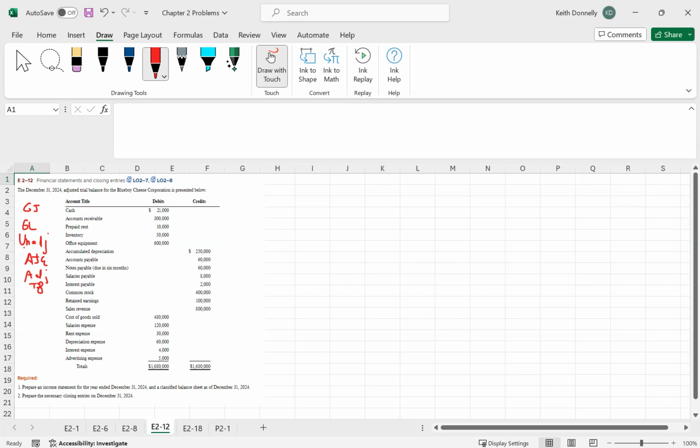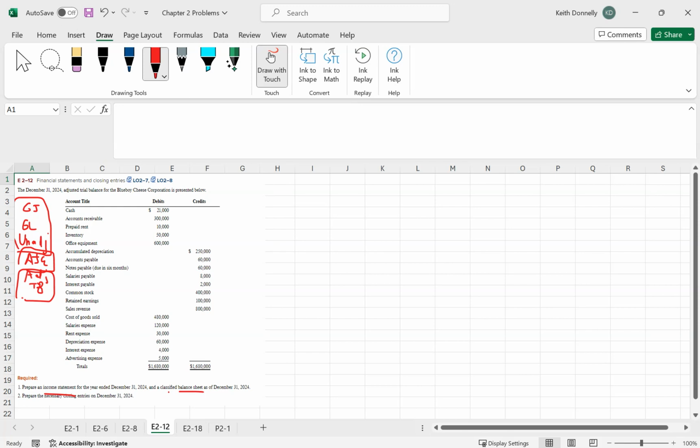We've done the functional equivalent of this, right? The journal entries in that exercise 2.1. We just did the AJEs, right? Now you can see how we're unpacking the accounting cycle here. What they want us to do is prepare an income statement for the year ended and a balance sheet, a classified balance sheet, right? So we're going to have to be very specific on it. And then they also want the closing entries.